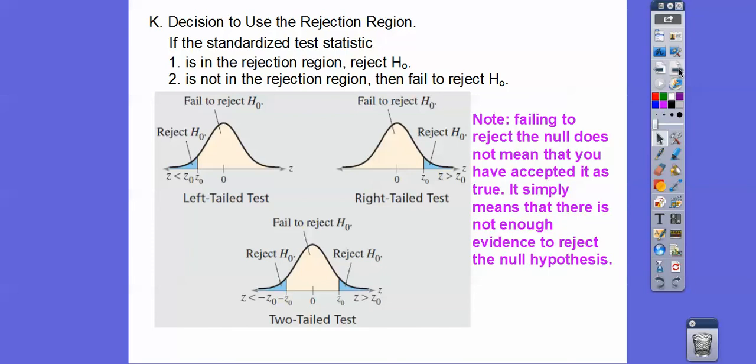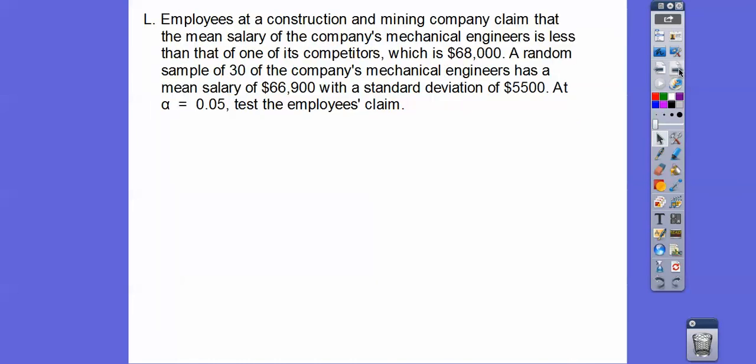Okay, note, failing to reject your null hypothesis does not mean that you have accepted it as true. It just simply means that there's not enough evidence to reject the null hypothesis. Okay, all right, let's try this.